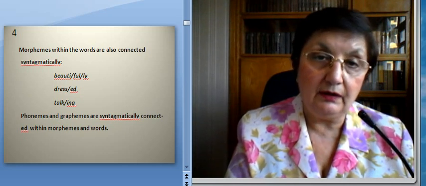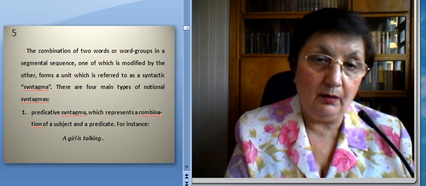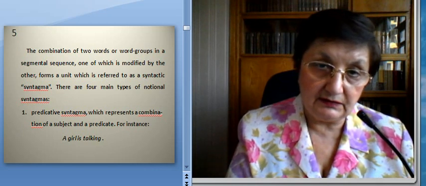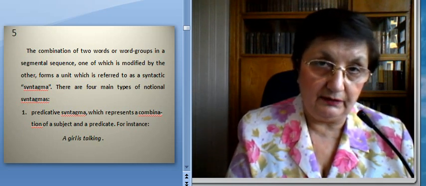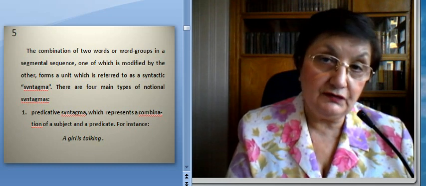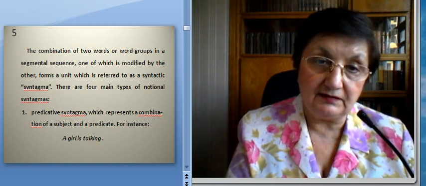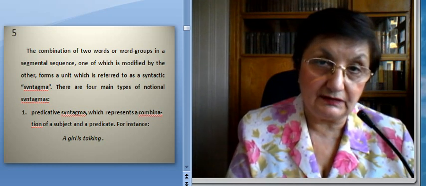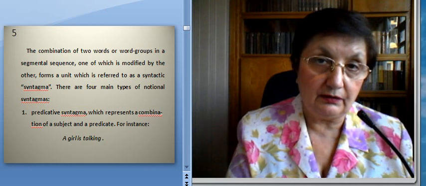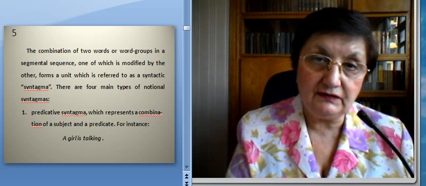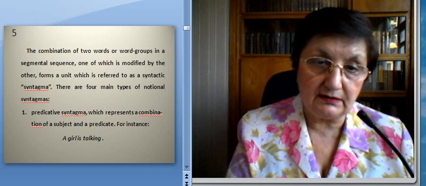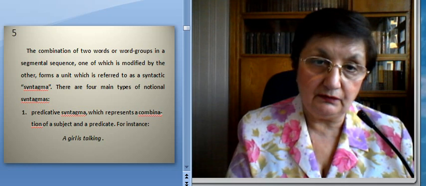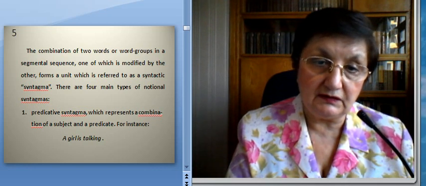The combination of two words or word groups in a segmental sequence, one of which is modified by the other, forms a unit which is referred to as a syntactic syntagma. There are four main types of notional syntagmas in English grammar. The first is predicative syntagma, which represents a combination of a subject and a predicate. In our example, the predicative syntagma is a girl is talking.